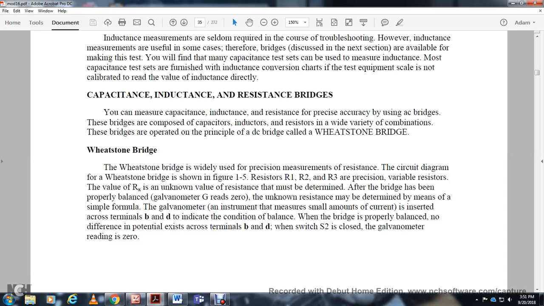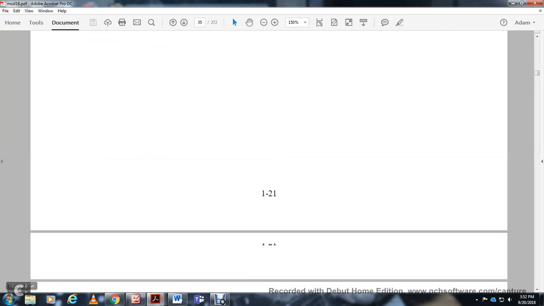The galvanometer is a simple instrument that measures a small amount of current, inserted across the terminals B and D, and can indicate the condition of balance. When the bridge is properly balanced, no potential difference exists between B and D, with switch 2 (S2) closed and the galvanometer reading 0.